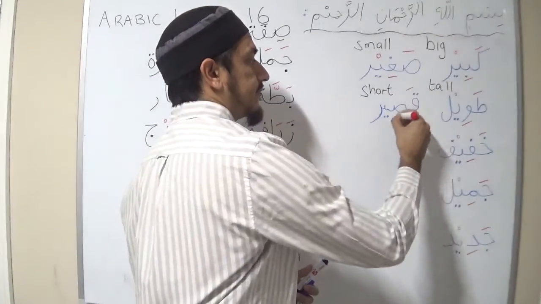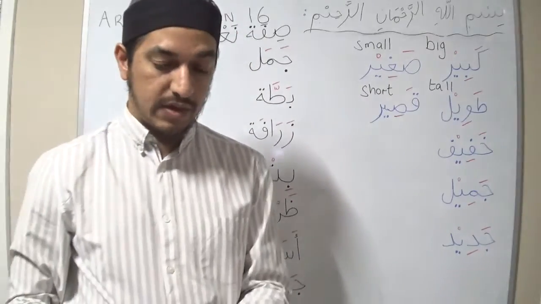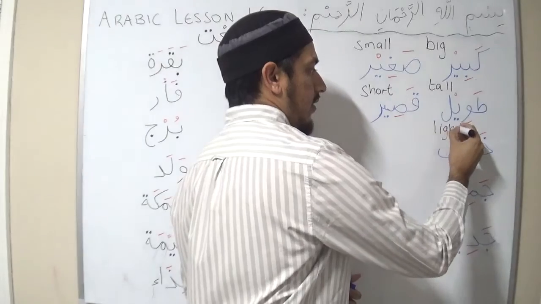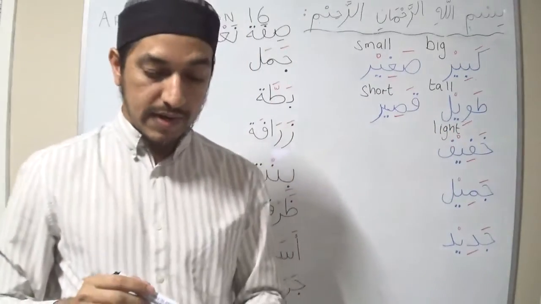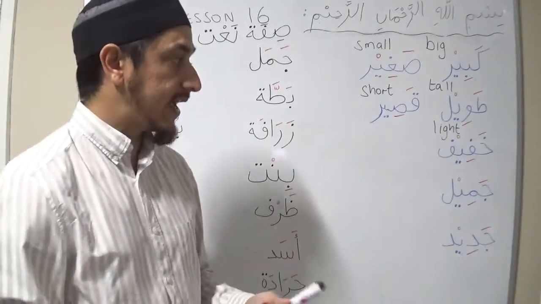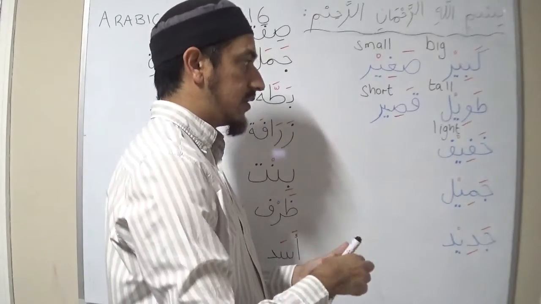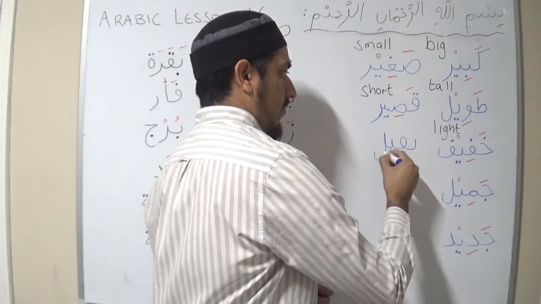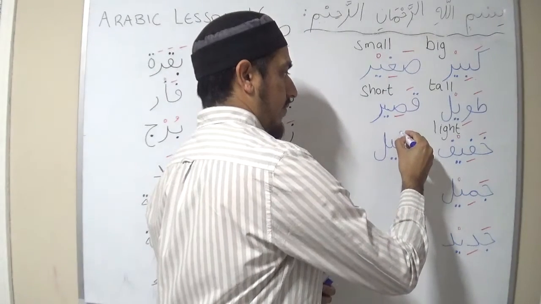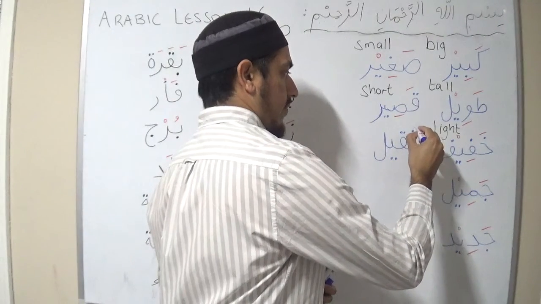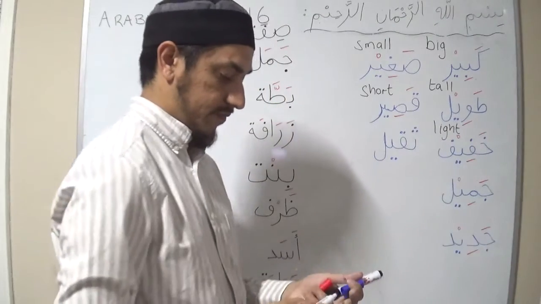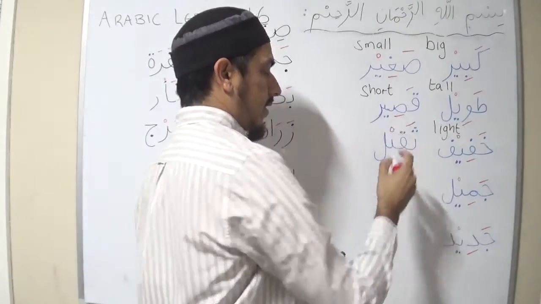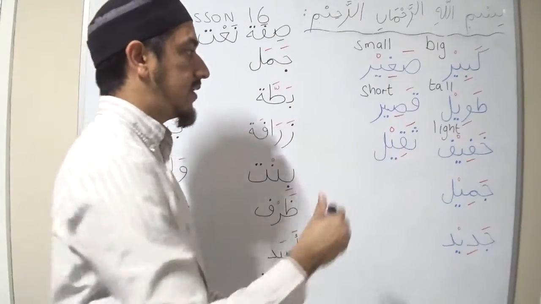And the next word we have is khafif. Khafif is light. And the opposite of light is heavy. So the adjective ثقيل, heavy.